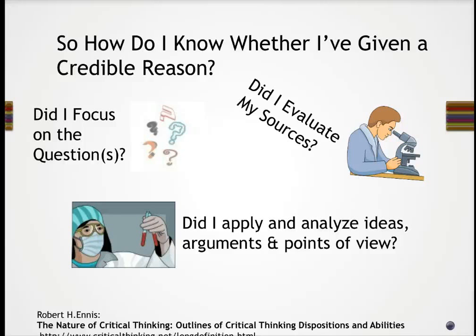There are three parts of whether you've given a credible reason, and therefore whether you've engaged in critical thinking, that we're going to focus on. There are many other elements, but we're focusing on three. One, did I focus on the question? Two, did I apply and analyze ideas, arguments, and points of view? And three, did I evaluate my sources? Those are the three criteria that we're going to apply during the course of this course in terms of critical thinking.